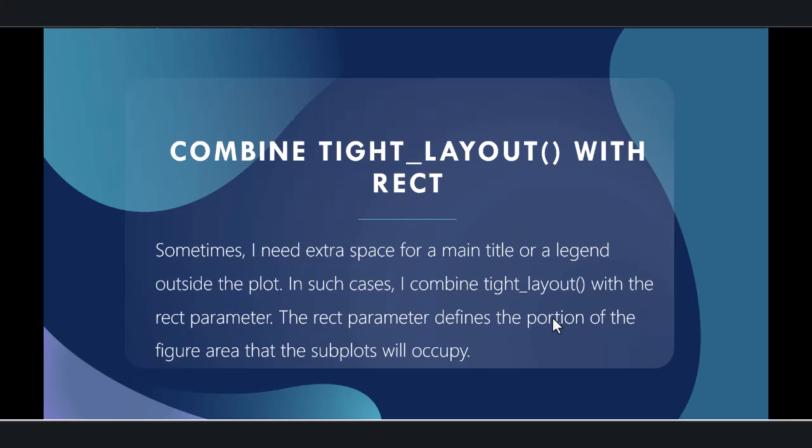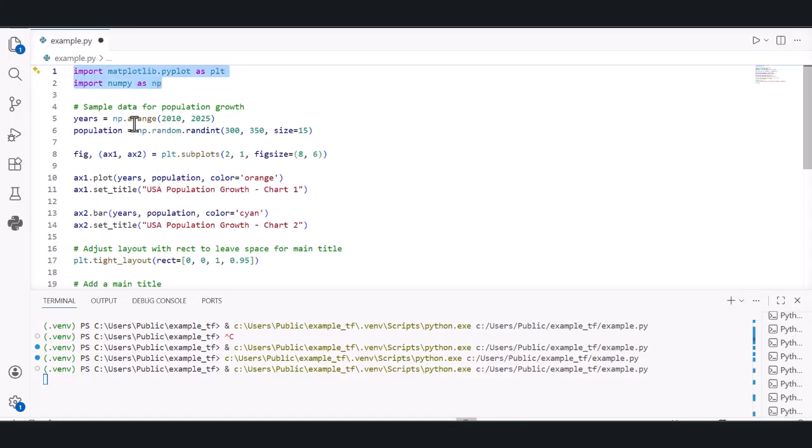It defines the portion of the figure area, which means we can define the area of the plot by giving the values, and we can adjust our space according to our requirement. I'll explain an example. These two are import lines, and for the sample data for population growth, the years we are taking are 2010 to 2025. Population is again a random integer between 300 to 350, and the total number will be 15.